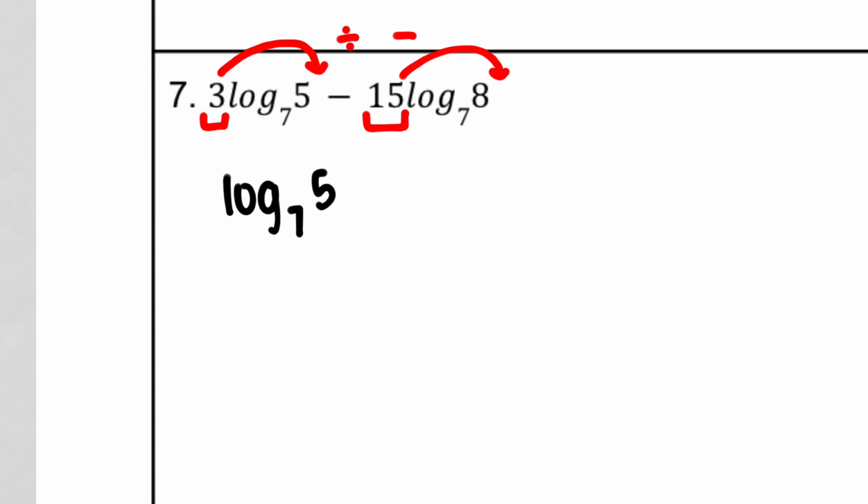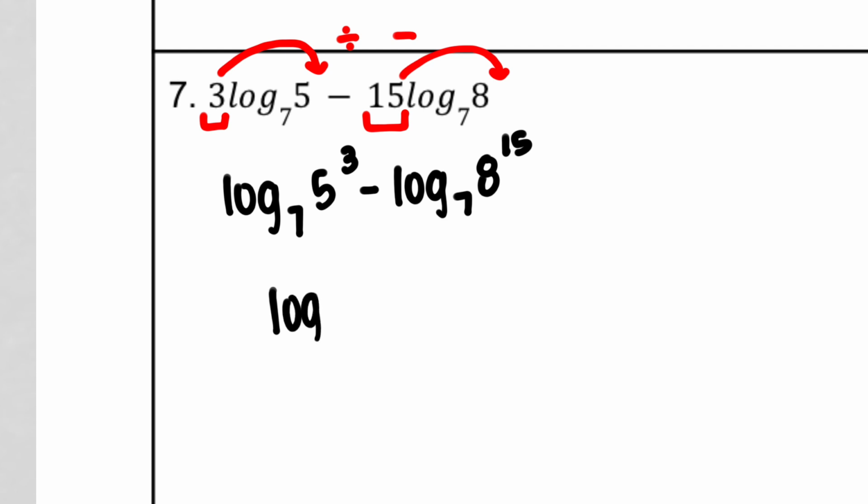Number 7, we want to check that the bases are the same. So when I look here, I have log base 7 and log base 7, so we're good. We also pay attention that we have a subtraction sign, so that means I'm going to have division or a fraction. I need to go first backwards order. I want to see if I can change anything into exponents. And if you look here, both of these logs have numbers in front. So we're going to take those numbers and bring them up as exponents. So I now have log base 7 of 5 to the third minus log base 7 of 8 to the 15th. Since they have the same log base, I'm going to bring that down.